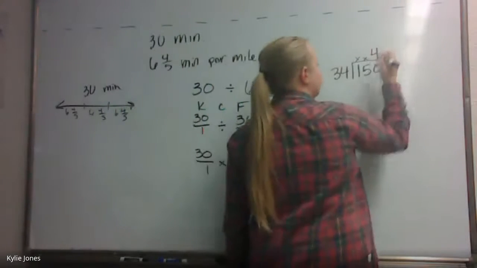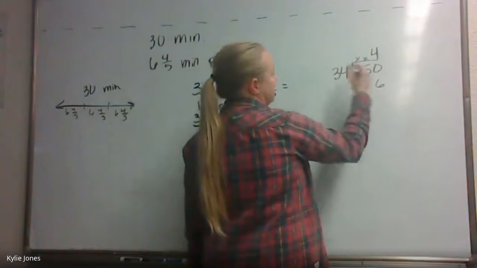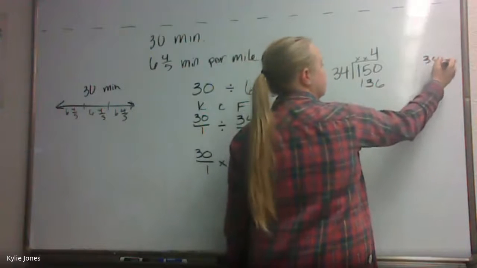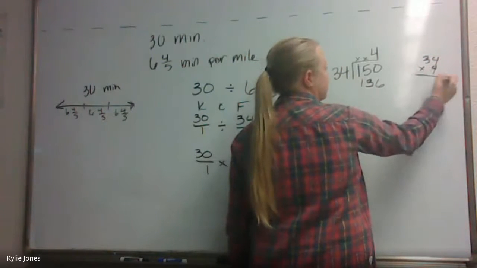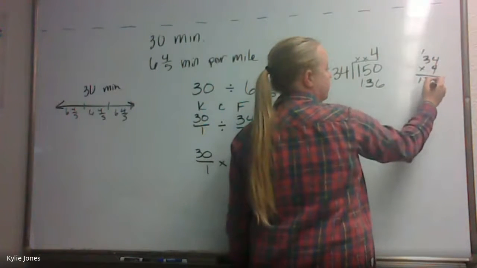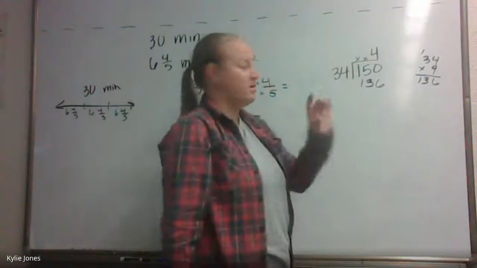4 times? So what do you get? You get 140. Close. 136. You're off by a couple more.